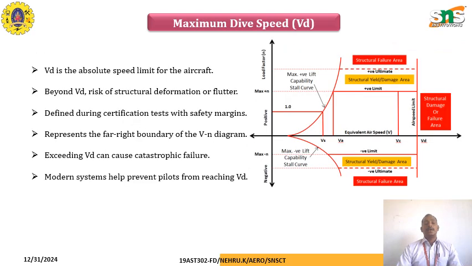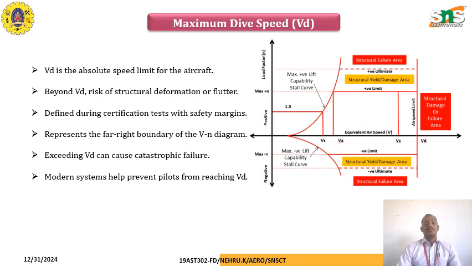Coming to the maximum diving speed of the designed aircraft, it is the absolute speed limit for the aircraft. Beyond this maximum dive speed, there is a very high risk for the structure. It can also lead to flutter or deformation, which defines the safety margins during certification tests. It represents the far right boundary of the VN diagram, and exceeding the maximum dive speed can cause catastrophic failures.